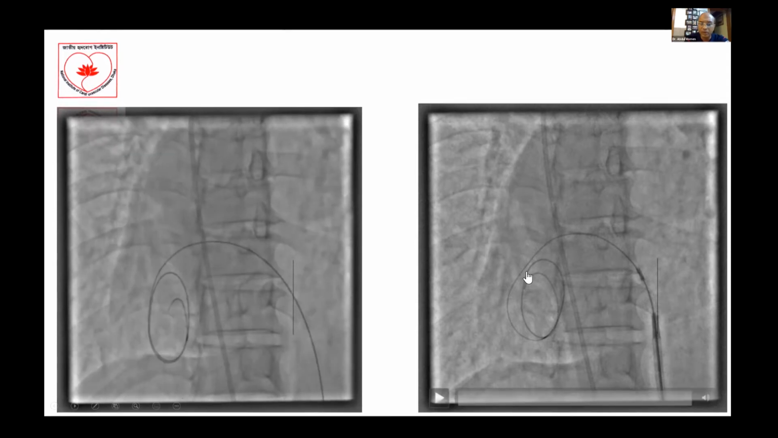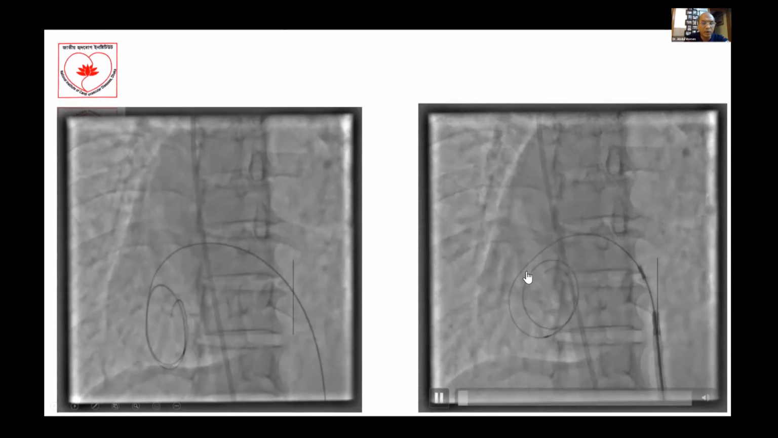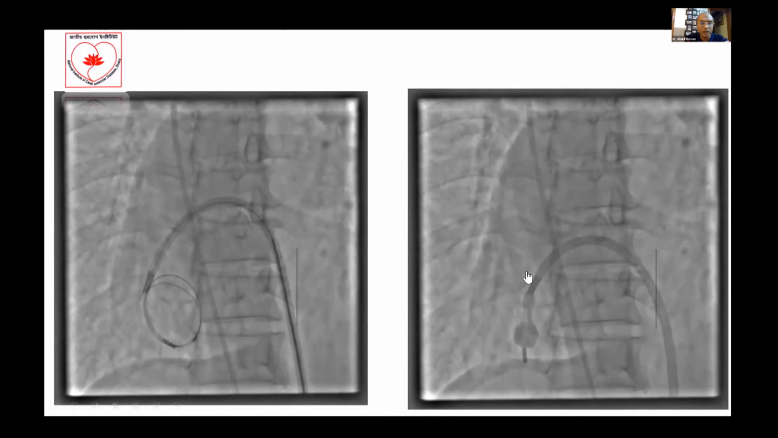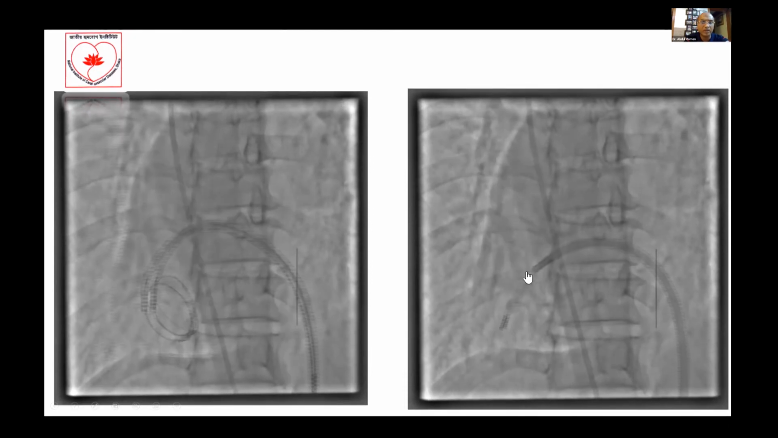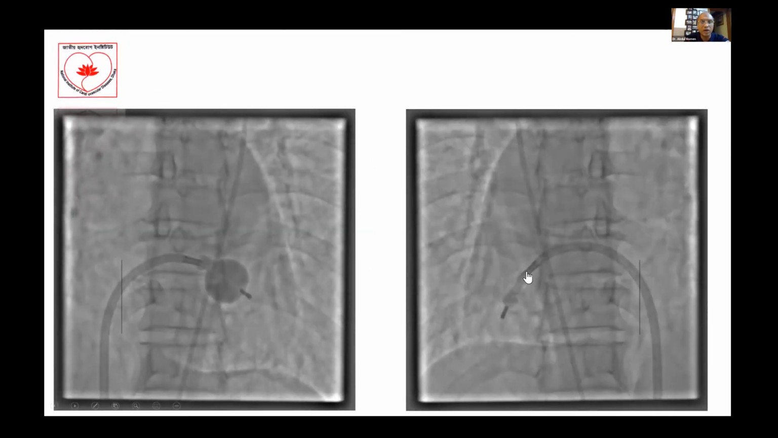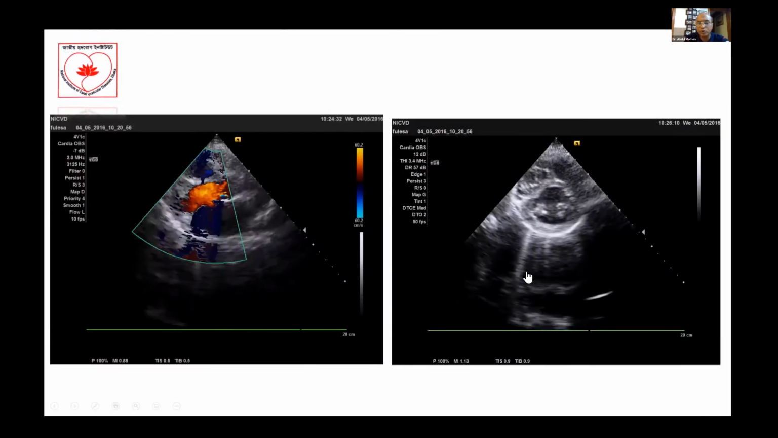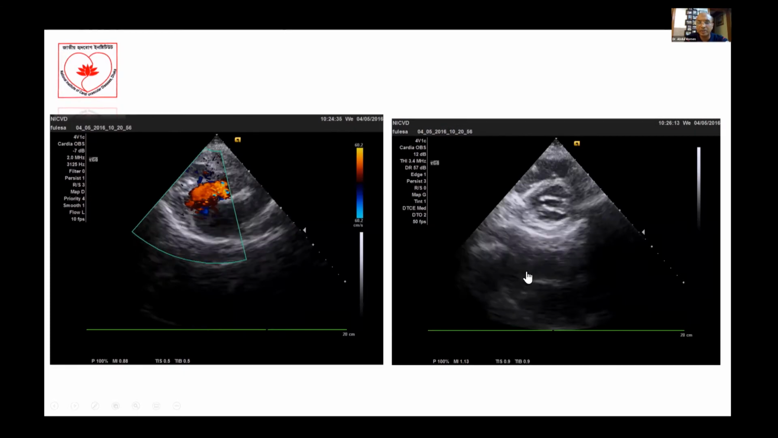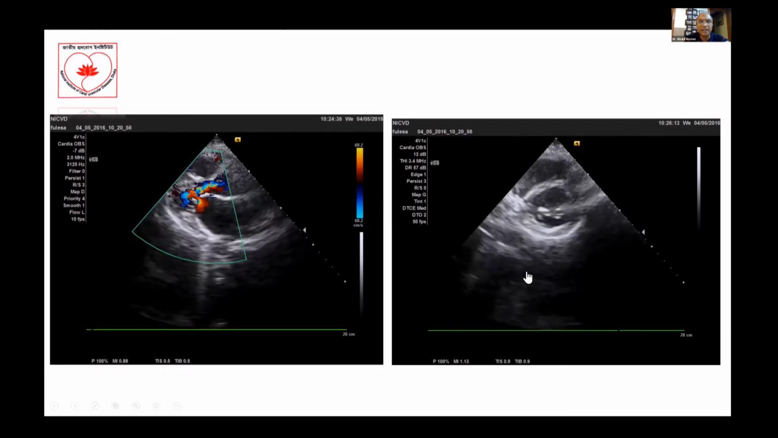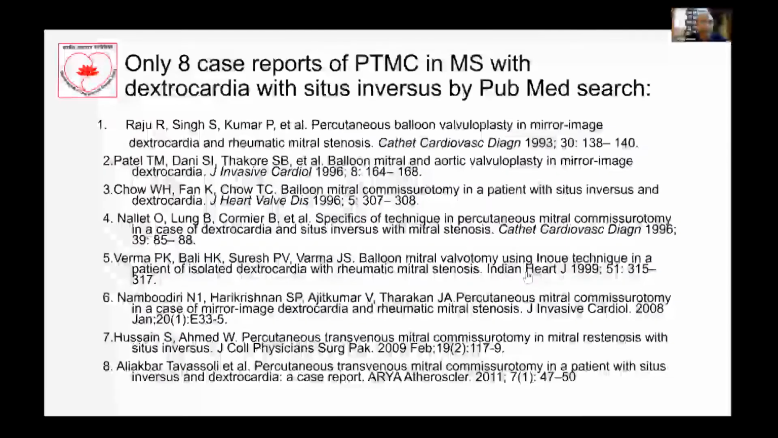and the Mullins sheath was changed rapidly, and the balloon was negotiated. And this is how we entered the LV, crossing the mitral valve. So this is a successful procedure. The mitral valve area increased by 2 centimeters square, and the medial commissure was split. And there are only 8 case reports in the PubMed search of dextrocardia PTMC.